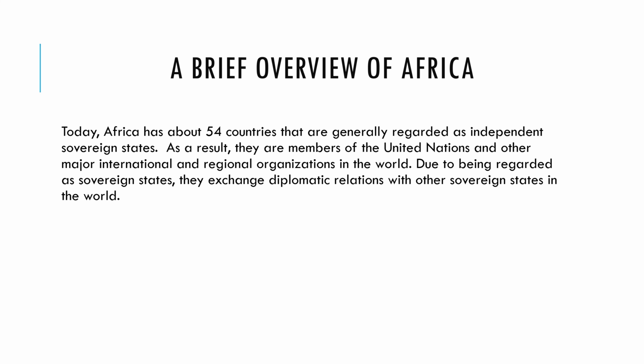It might be necessary to briefly look at the African situation. Today, Africa has about 54 countries that are generally regarded as independent sovereign states. As a result, they are members of the United Nations and other major international and regional organizations. Due to being regarded as sovereign states, they exchange diplomatic relations with other sovereign states in the world. This is the map of Africa showing the different countries in different colors.